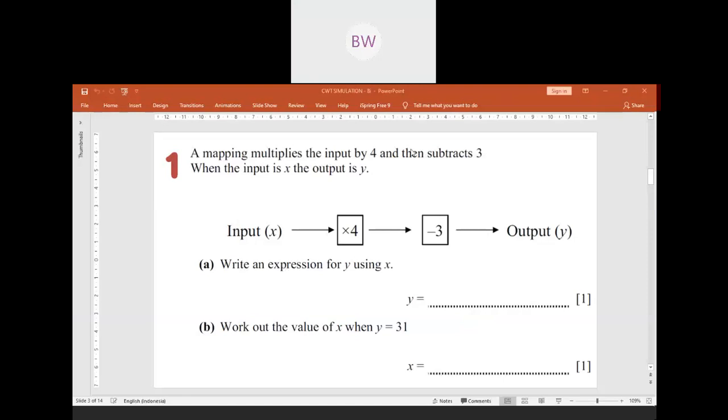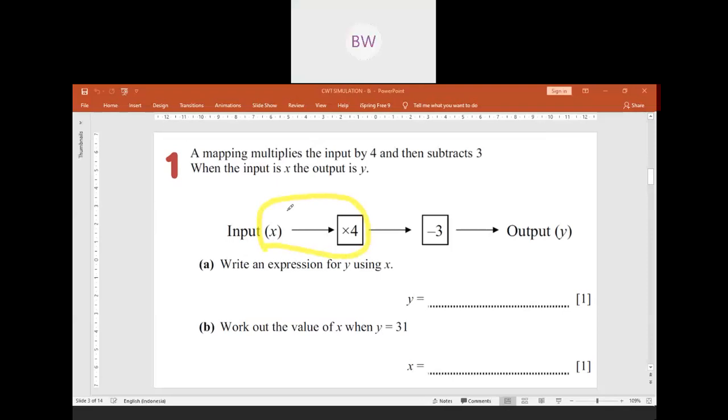Okay then. For question 1, write an expression. An expression means you have to make an equation or a formula. I have the x. When I multiply it by 4, how much will it be? It will be 4x.